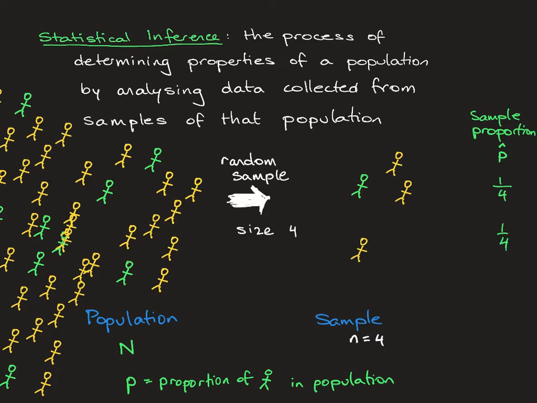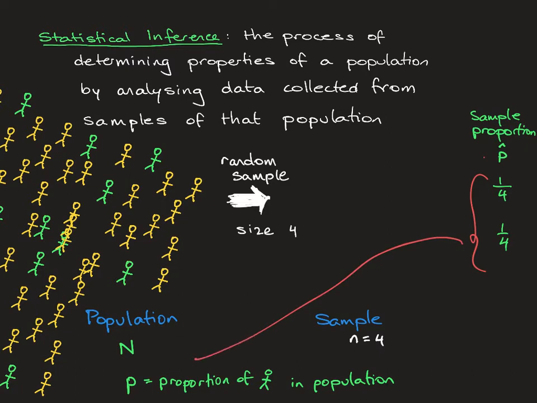And you can keep going and collecting sample proportions to give you a better and better idea of what the actual proportion is for the population. And that's what we refer to as statistical inference. And we would say here that our P is going to be around about 1/4. Statistical inference.